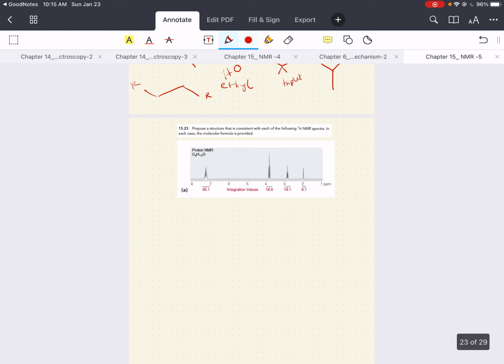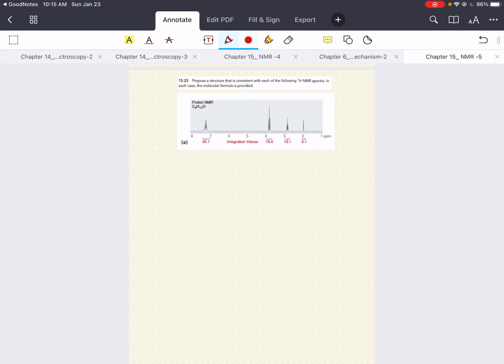All right, let's go on to this next problem. This one says propose a structure that is consistent with this NMR. So more of this with a provided molecular formula. All right, so let's look at A. That's this one. And let's write down the molecular formula, C8H10O.